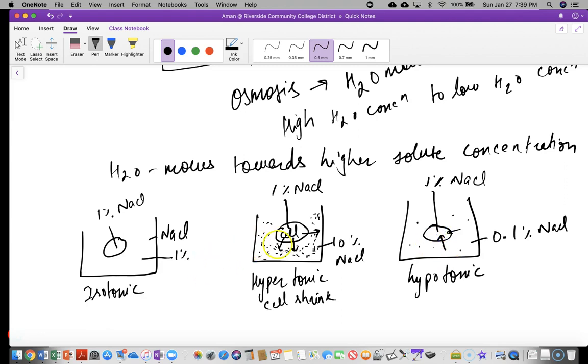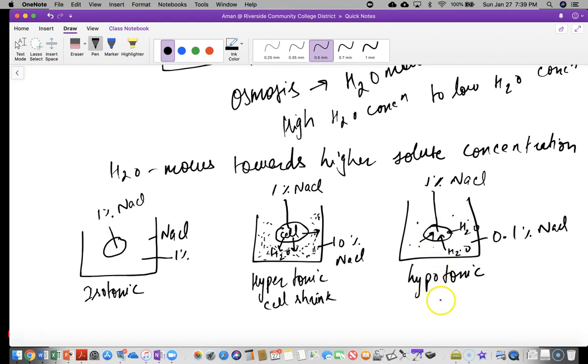So again, with these arrows, guys, I'm showing you the water movement. Okay, we're talking about osmosis. So this is water's movement, not salt movement. Water is the one who moves, not the salt. Okay, so water is now going to move inside. Why is it going to move inside, guys? It's going from high water concentration. There's too much water here, too little water here. So water wants to go inside.